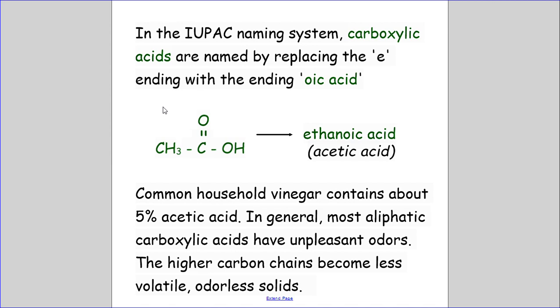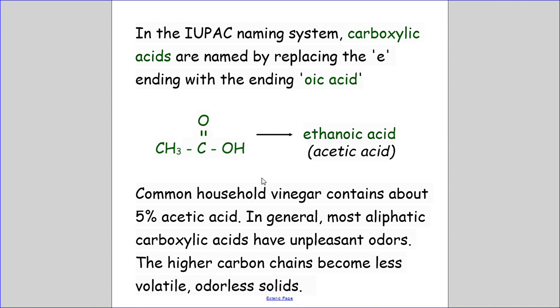So in the IUPAC naming system, carboxylic acids are named by replacing the E ending and adding oic. As we can see here, we've got this double bonded oxygen, we've got an OH group coming off the side, and we would say that this is 2 carbons. So really we would start with ethane. We'd understand that it's a double bonded oxygen, and then look to see what's on the other branch. In this case it's an OH, so instead of saying ethane, we drop the E and replace it with OIC, so it becomes ethanoic acid.